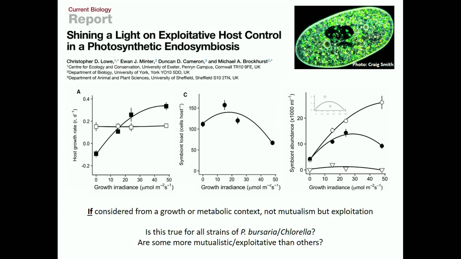So what we're going to look at today in this talk is whether this is true for many different strains of Paramecium bursaria and Chlorella. And do some seem more mutualistic or more exploitative than other strains?